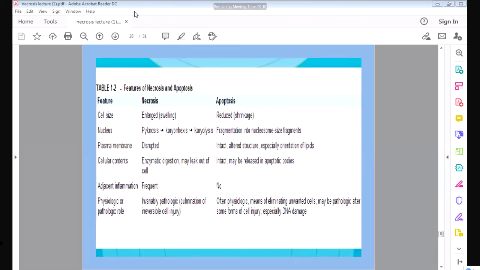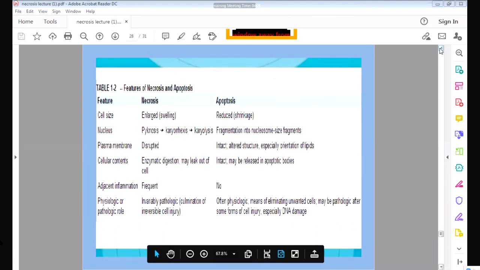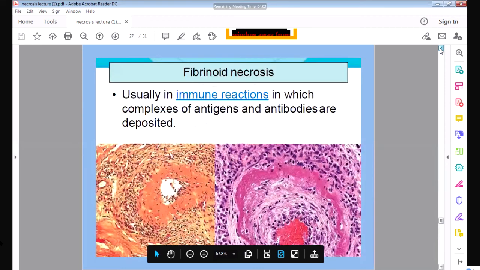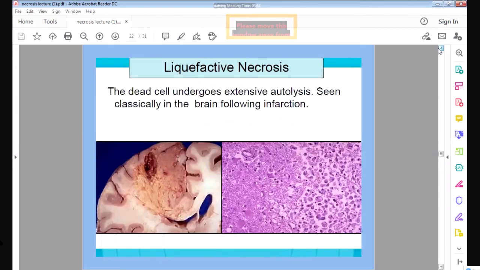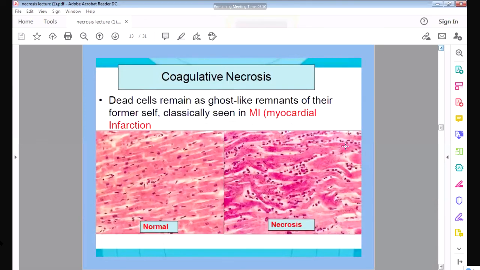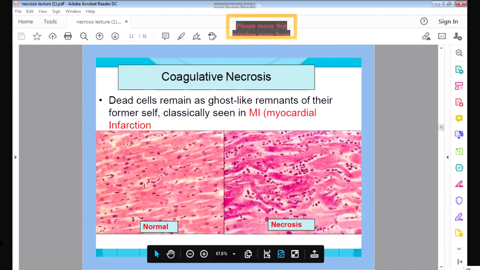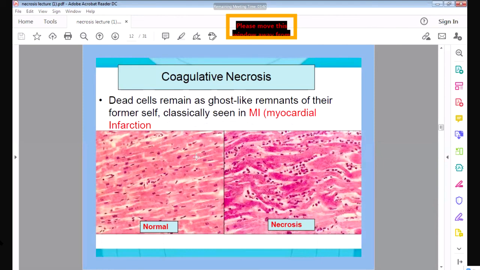Yes. What question do you have? In slide number 13. Which one? This one? Coagulative necrosis. This one? Yeah, tell me. In the normal picture, the deep stained spots, these are the myocytes, right? Yes, these are the myocytes. Myocyte means muscle cells. But on the right side, there are no myocytes. All of them are inflammatory cells.